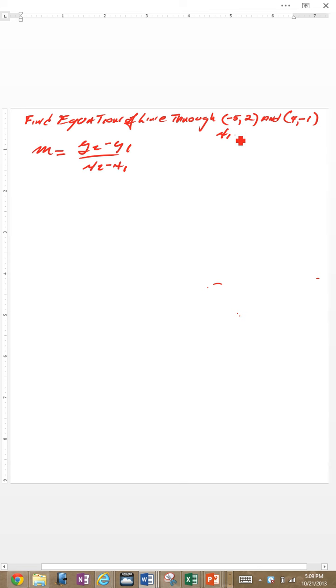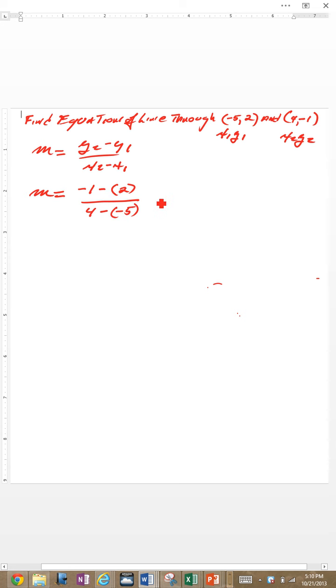This is x1, y1: negative 5, 2. And 4, negative 1 is x2, y2. Okay, so now you know which is which. Now we put them into the formula. Slope is equal to y2, that's negative 1, minus the y1 value of 2, over x2, which is 4, minus x1, which is my negative 5.